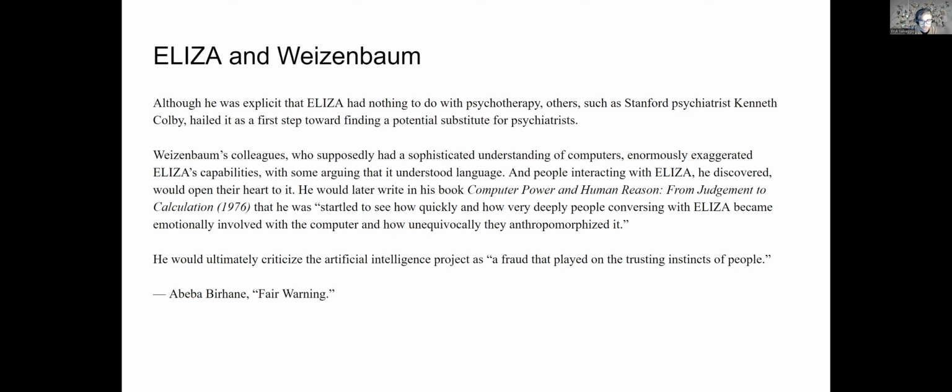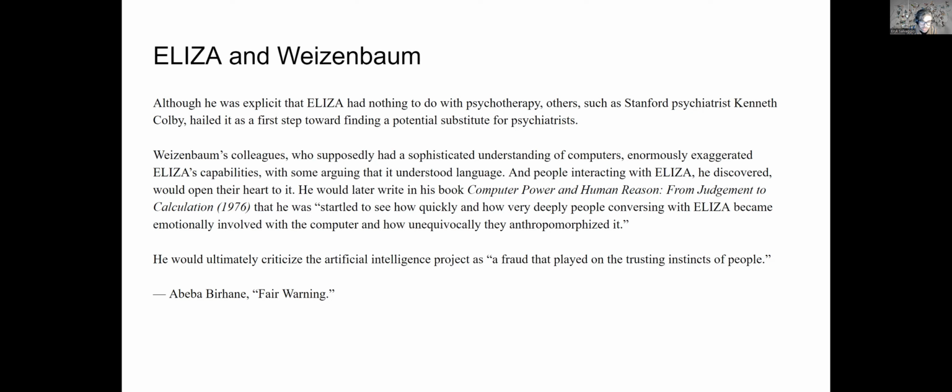Here from Abiba Berhani's article about this called Fair Warning, extract from the essay. Here's the quote. Although he was explicit that Eliza had nothing to do with psychotherapy, others, such as Stanford psychiatrist Kenneth Colby, hailed it as a first step toward finding a potential substitute for psychiatrists. Weizenbaum's colleagues, who supposedly had a sophisticated understanding of computers, enormously exaggerated Eliza's capabilities, with some arguing that it understood language. And people interacting with Eliza, he discovered, would open their heart to it.